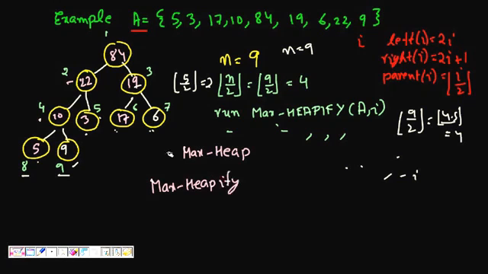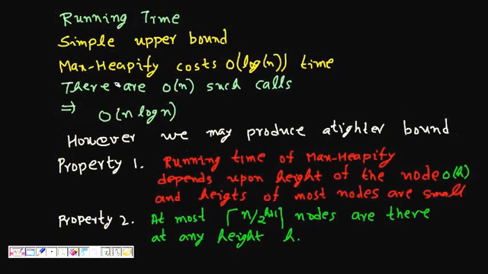corrects the max heap property for a given node i. This can take at most a number of steps equal to the height of the node, which is log of n if n nodes are there. So we see that a simple upper bound on the running time is that max Heapify costs us O of log n time.